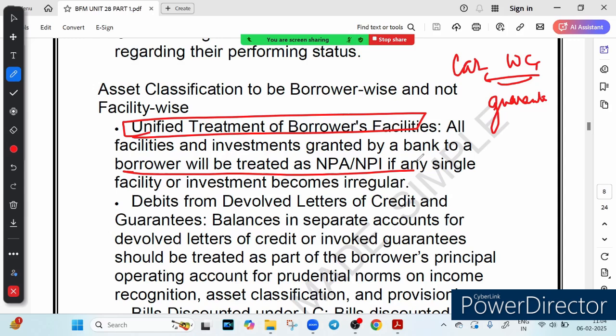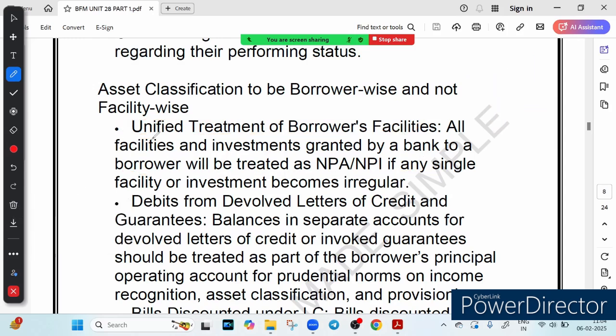Is it clear now? Now let's talk about the next point. That was called unified treatment. This is what we call debit from devolved letter of credit and guarantee. Let's talk about what it means.